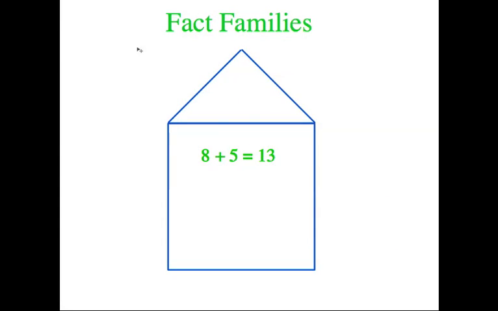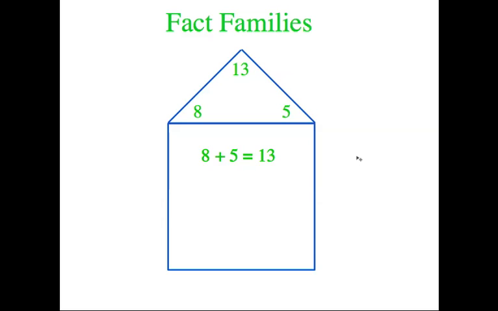Now the members of the family are the 13, and the largest one goes at the top of your triangle. Then the other members of the family are the 8 and the 5, and there they are. Those are the 3 members of the family. And with those 3 family members, we can make 4 different math problems.